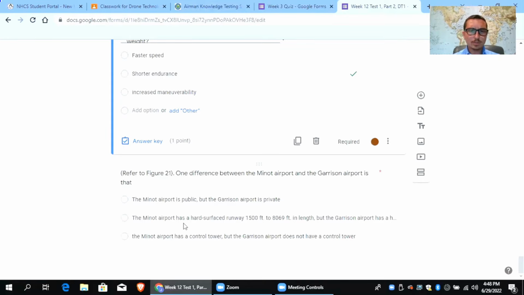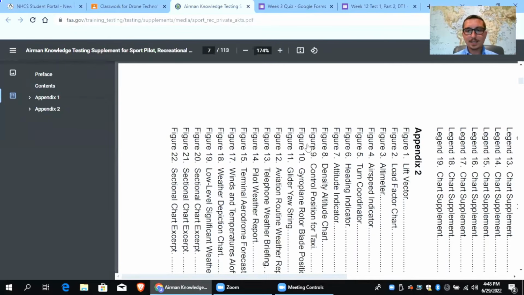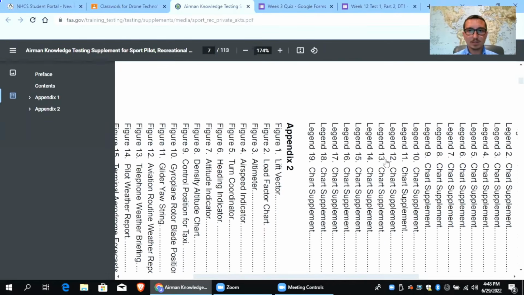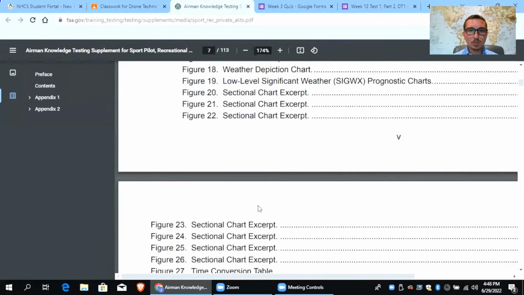I want to kind of go over the airspace stuff again with you. Some airspace questions. One difference between the Minto Airport and the Garrison Airport is that, okay, let's check these two out. We're looking for figure 21. So let's go over to our trusty map here. Again, I like to click on contents. Okay, there we go, and then figure 21, there's my figure 21.